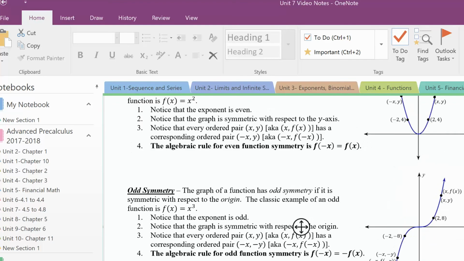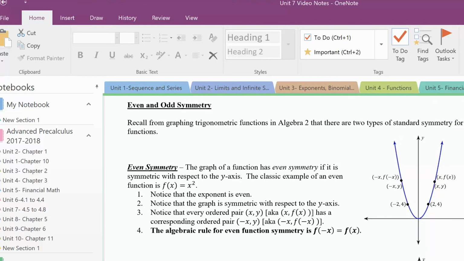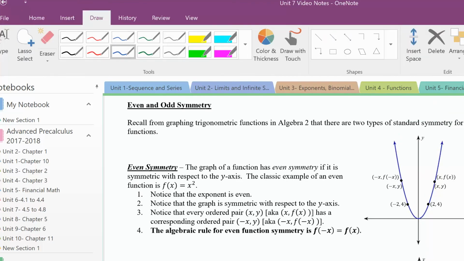So you see here, if you notice like (-2, 4) and (2, 4), the x values change, they're the opposites, but the y value stays the same. So the algebraic rule for even functions is that if you substitute in a negative x, you get the same function that you started with.